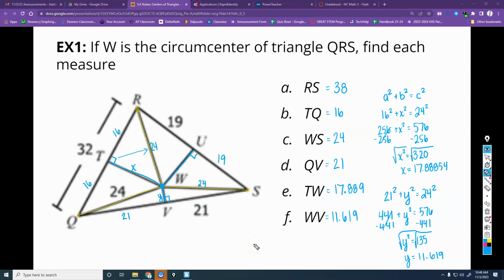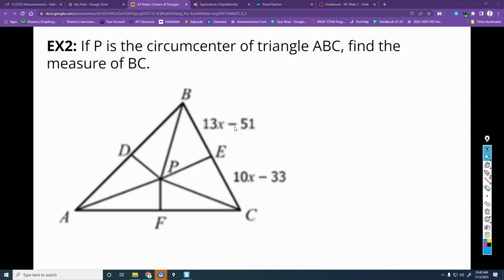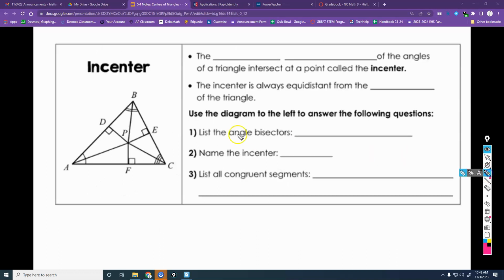Okay, questions? All right, I got one more question on a circumcenter, and then we got to move on to some others. Sometimes I like to throw some algebra into the geometry problems, just to make sure you still know how to do a little bit of algebra. It tells us that P is the circumcenter of triangle ABC, and we're supposed to find the measure of BC. So BC is the length of this whole side here.